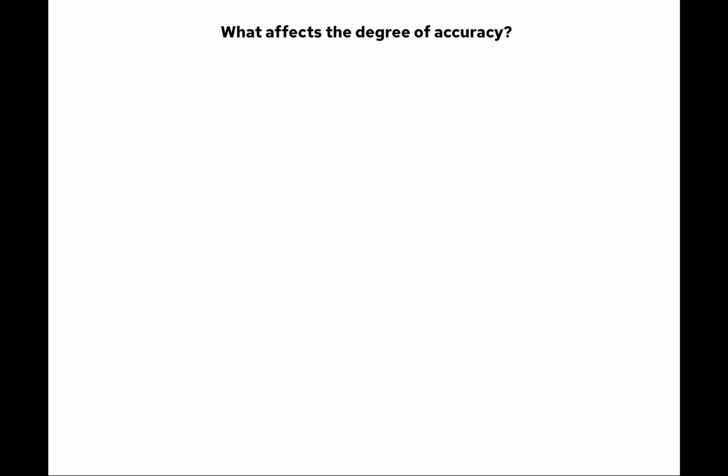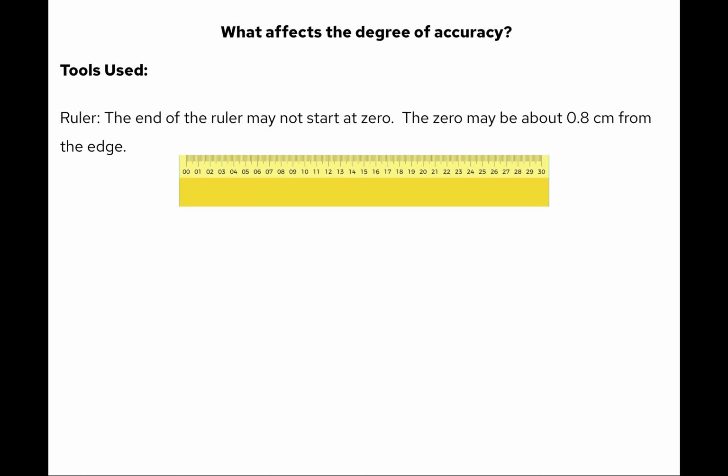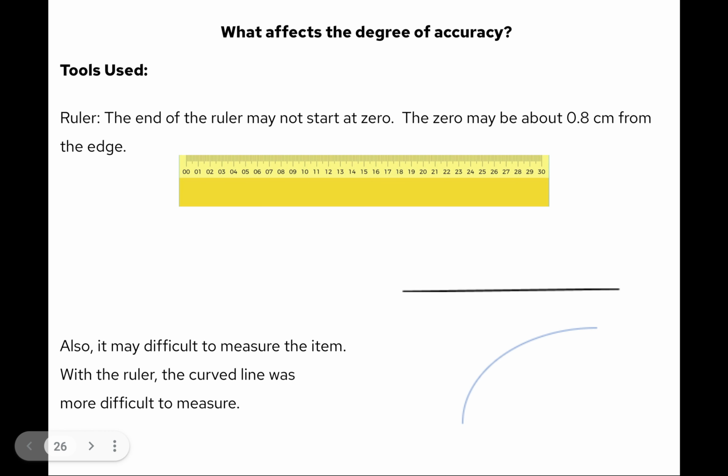So what affects the degree of accuracy? Well, first of all, it's the tools that we used. So if we're using a ruler, you might notice that the end of your ruler doesn't start at 0. You can see here, it starts in a little bit, and it's about 0.8 of a centimeter from the edge. It's also difficult sometimes to measure. Like this isn't too bad, it's nice and straight, but this is curved, and my ruler is not flexible, so I can't actually get it on this line to measure it with accuracy.